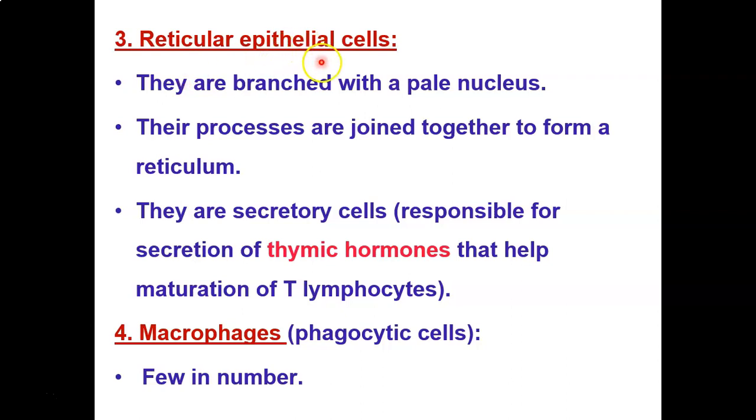This is the reticular epithelial cell. It is a branched cell like the palm of the hand; if you spread your palm, it is the branched cell. It contains pale nuclei, unlike the lymphocytes. Lymphocytes contain dark nuclei. Their processes join together to form the reticulum network. Their function: they share in the blood thymic barrier and secrete thymic hormones that help maturation of T lymphocytes. Don't forget the reticular epithelial cell.